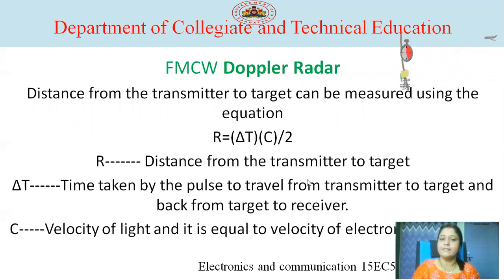And delta T is the time taken by the pulse to travel from the transmitter to the target and back from the target to the receiver. That is the two-way journey. That total time taken is called delta T. And C is the velocity of light, equal to the velocity of electromagnetic waves. That is a known value. Therefore, if we know this delta T, then we can easily find the distance.